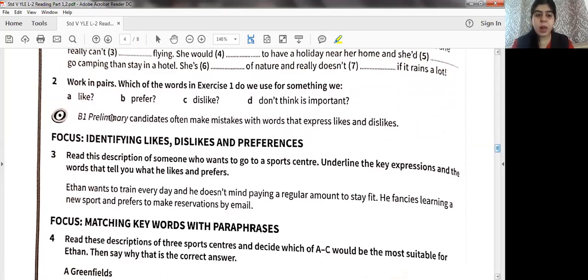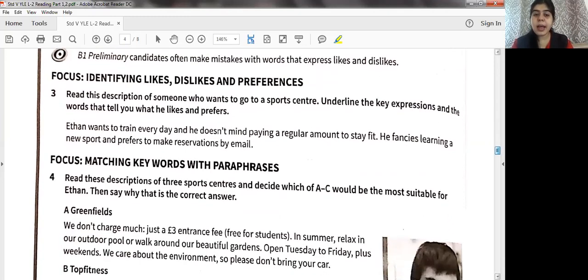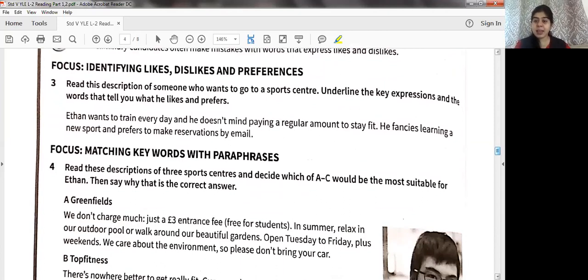Okay, sorry, question 2. Work in pairs. Which of the words in exercise 1 do we use for something we prefer? So you're going to click on B. Now, this part is your liking, disliking, and preferences. Now, students, we have done this in our reading part 1. So now let us do it again. It's a revision for y'all. I would not call it teaching something, but it's a revision that we are solving together. Matching the keywords.